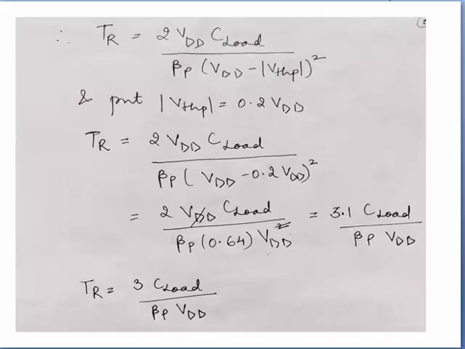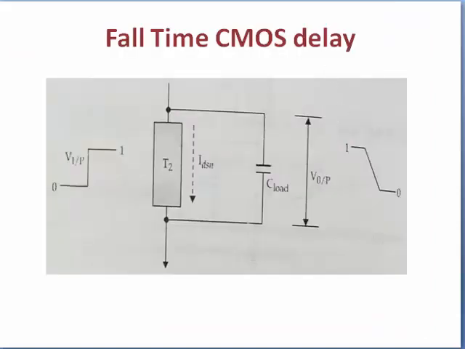So next is the second type, the fall time CMOS model. So this one is fall time CMOS delay. In this configuration as shown in the figure, the PMOS transistor acts as a pull-up transistor and the NMOS acts as a pull-down transistor. So the PMOS transistor in this configuration is in off state and NMOS is in on state. That means NMOS is in saturation and the current is IDSN. Now the output V output goes from 1 to 0 due to the input going from 0 to 1.